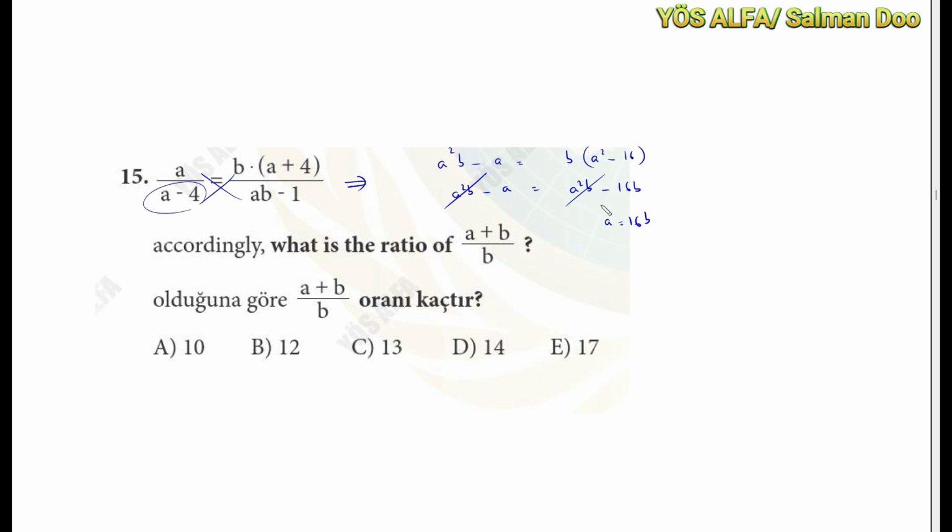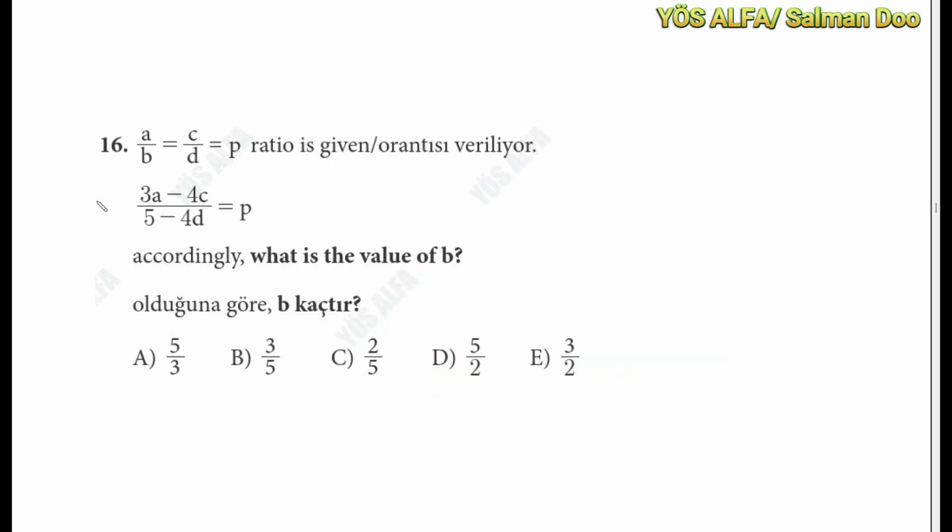So let's substitute this a in this expression. 16b plus b over b is what we're looking for. So the result is 17b over b. It's 17.